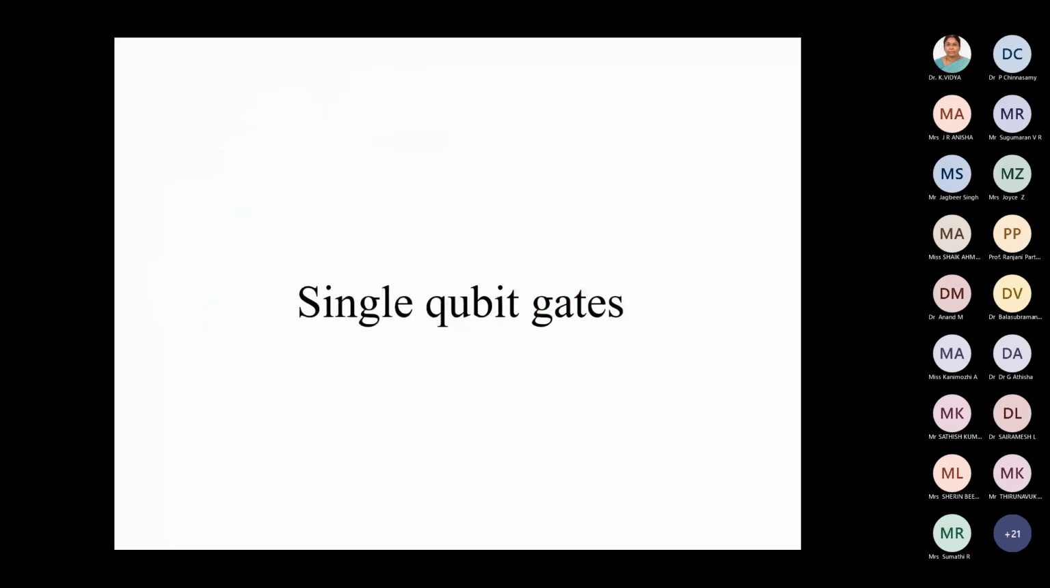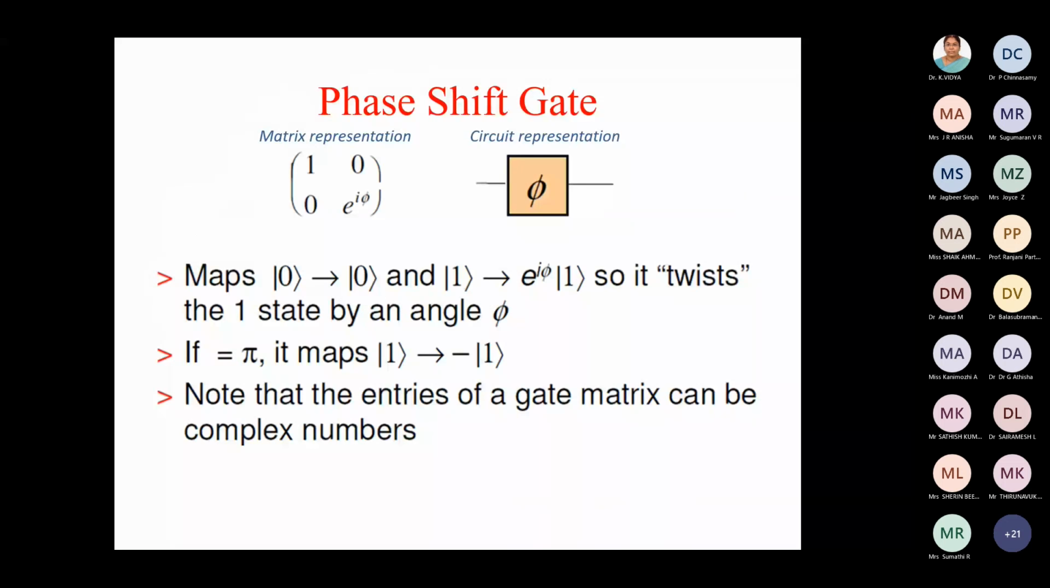Okay. So another is called phase shift gate. What it does is, if you apply this gate on 0 state, it will not change it. But if you apply it on 1 state, it will change the angle. It will add an additional phase of phi. So basically e power i phi is multiplying with the state 1. Okay. So basically it is twisting the 1 state by an angle phi.